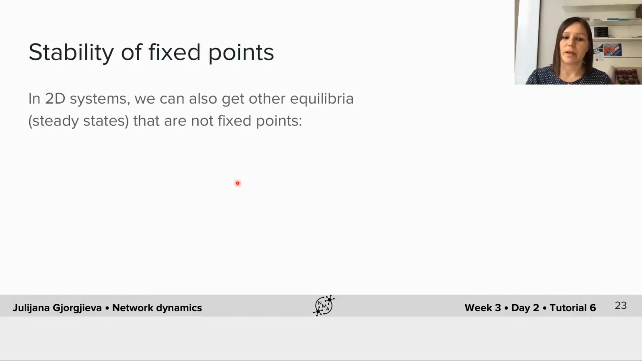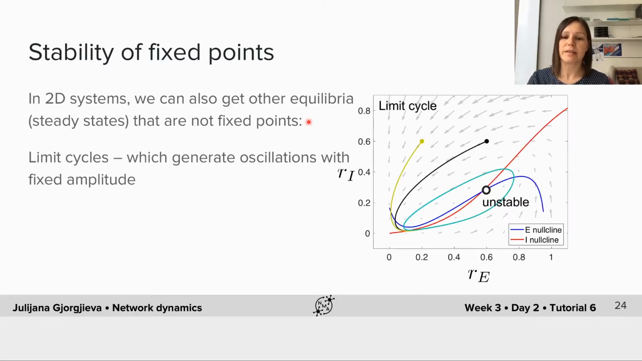Now, in two-dimensional dynamical systems, in addition to fixed points, we can also get other types of equilibria or steady states that are not fixed points. So these are more interesting and relevant for different concepts in neuroscience. And one such equilibrium is a limit cycle. So in this case, we can visualize the limit cycle in the phase plane by considering, say, two trajectories, one in black and one in yellow. And so we see that the two trajectories don't converge to or get away from a particular fixed point. Rather, they converge towards this limit cycle shown here in cyan.